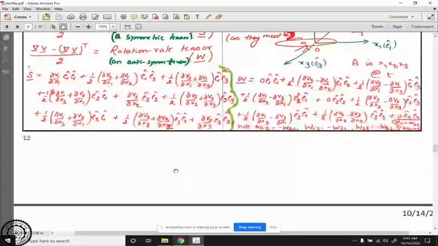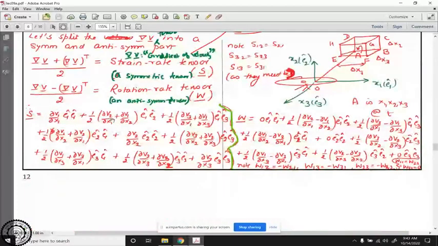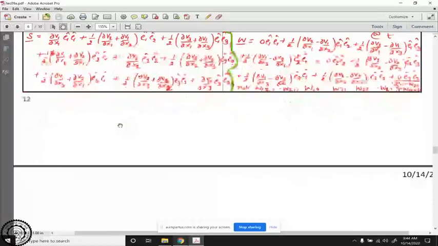So what you can recognize at this stage is that, for example, del v2 del x1 plus del v1 del x2, times 1 by 2, which is the component S12 of tensor S, has a physical meaning, right? The rate at which two edges are collapsing. Of course, the factor of half is not there, but keeping that factor aside, this is the rate at which projections of AB and AD are collapsing towards each other.